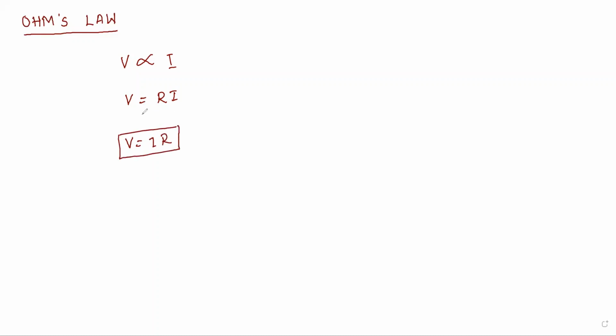So now what is R? R is called the constant of proportionality, which is called the resistance of the circuit. The electric resistance of a conductor is defined as the ratio of the potential difference across the ends of the conductor to the current flowing through it.